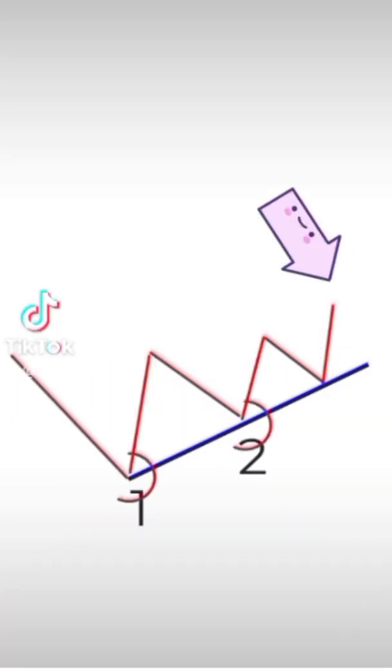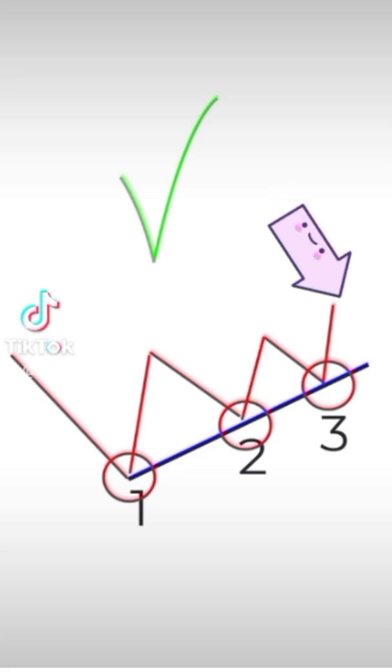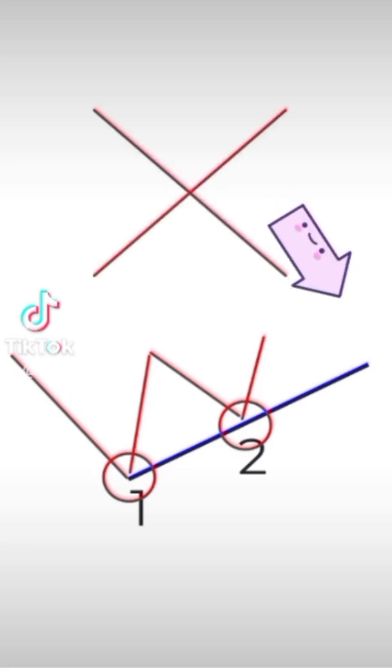First, the price must touch the trend line 3 times in order to count as a trend line. For example, if you draw a trend line, which the price has bounced from only 2 times, then it's incorrect, and you should not trade based on it.